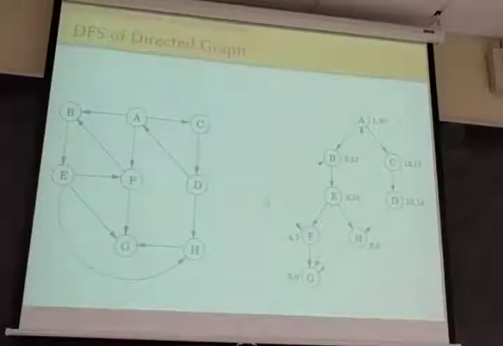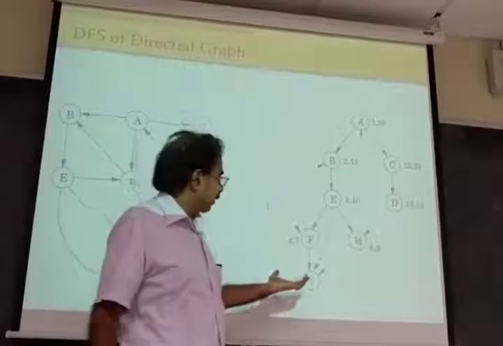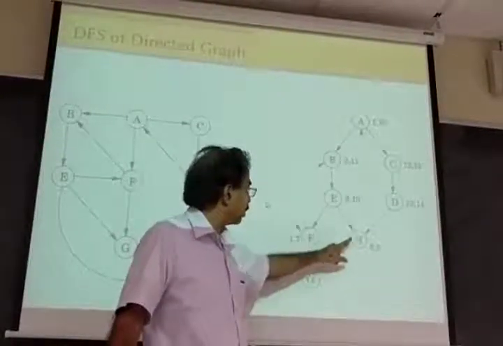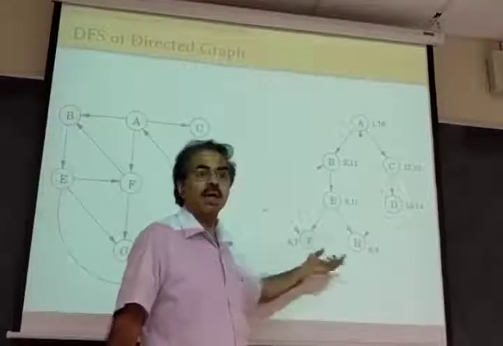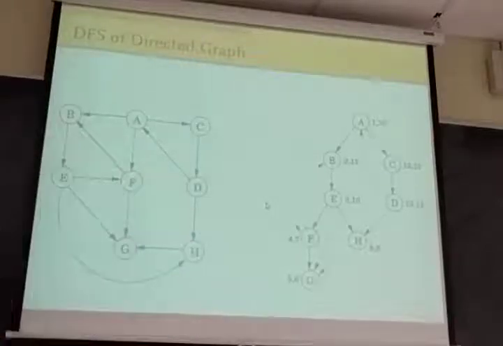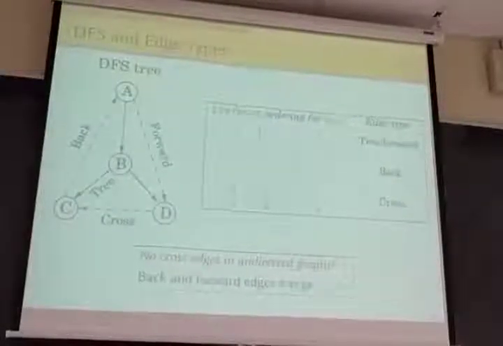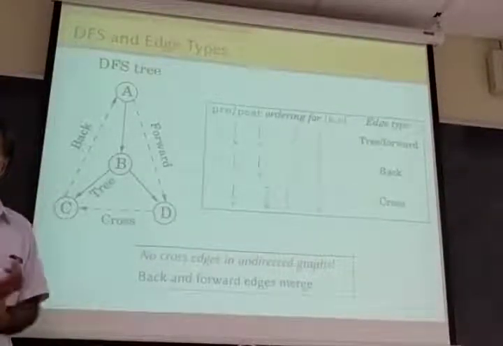Okay? And again, as we said, in the case of undirected graphs, there is no such thing as direction. Therefore, if there was actually an edge between G and H, then you would visit H from G, right? So in the case of undirected graphs, you cannot have cross edges. So in undirected graphs, no cross edges, and back and forward edges are the same.